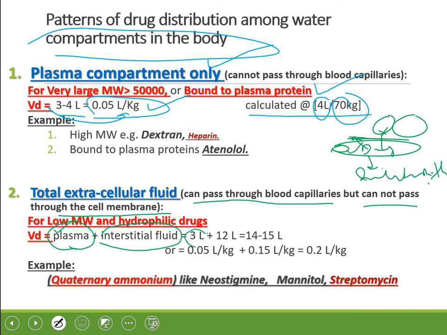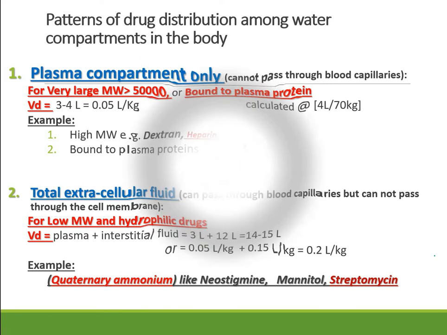We will take 3 liters usually on average plus 12 liters for the interstitial fluid. It will give you a total volume like this, and this total volume is then divided by 70 kg. You see, that will give you 0.2 liter per kg, the volume of distribution. Thus drugs like mannitol, neostigmine, and streptomycin, which are low molecular weight and hydrophilic drugs, require much more volume of distribution as compared to other drugs.